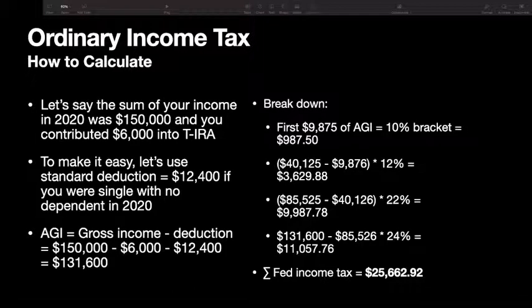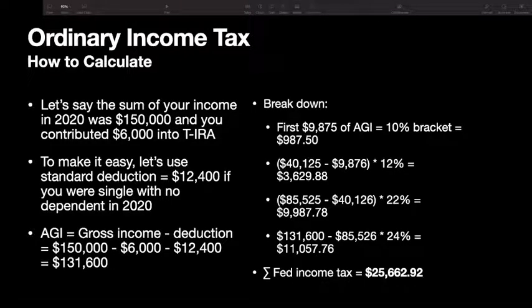So first, about $10,000 will be in the 10% bracket. So that will be about $1,000 of federal tax. And then the next bracket, 12%, $3,600. And the next bracket, about $10,000. And then the final bracket will be 24%, and that will be $11,000. So the net of the federal income tax will be $25,662.92. And again, you will have to pay Social Security tax.